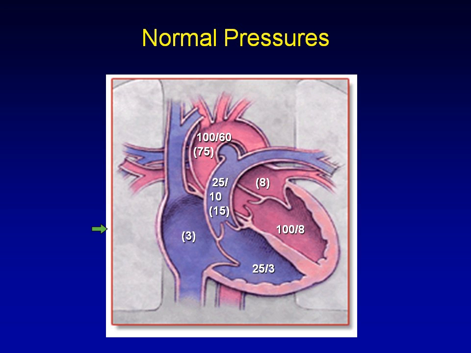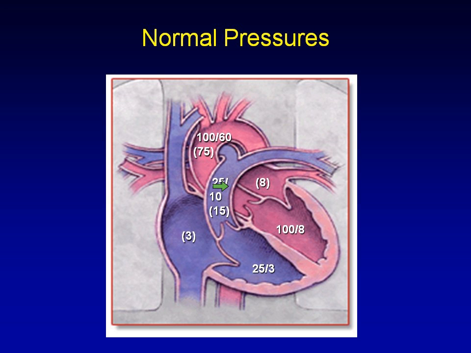So one of the things you notice very quickly is that normally the pressure on the right side of the heart is lower than the pressure on the left side of the heart. So pressure in the right pumping chamber is about 1/4 the pressure in the left side of the heart. And so you can see the filling pressure, the 3 here, is less than the left side, which is normally 8. And the 25 is again about 1/4 of the pressure in the left ventricle, or 100.